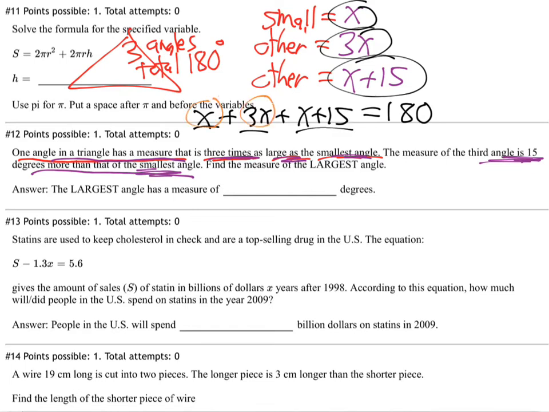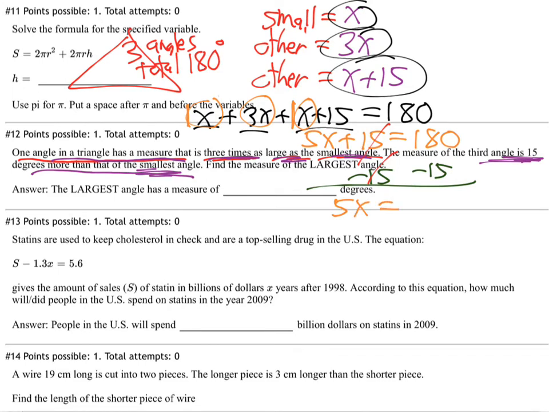So what's x, 3x, and another x? 5x, because it's 1, 3 more, and another 1, so that's 5x plus 15 is 180. Just normal equation solving. Subtract the 15 from both sides. So what do we get? 5x equals 165. Last step to solve for x: divide by 5. So x is 33. That's the smallest.